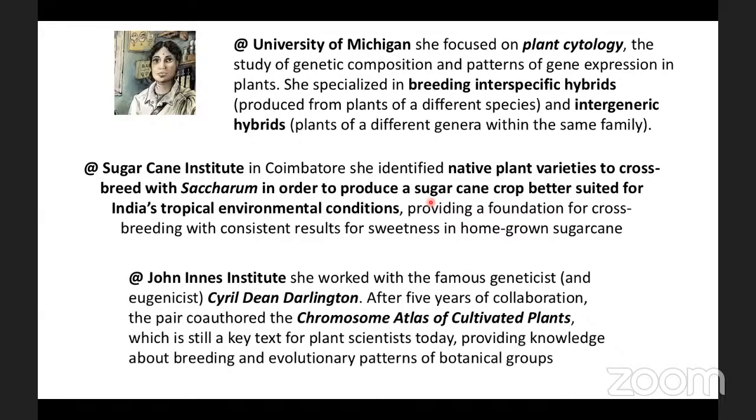Then she went to the John Innes Institute. As I told you, she worked with a very well-known geneticist called Cyril Dean Darlington. And one of the things that she did there with Darlington is that together they published the Chromosome Atlas of Cultivated Plants. It is considered to be a Bible which provides knowledge about breeding and evolutionary patterns of botanical groups, okay?